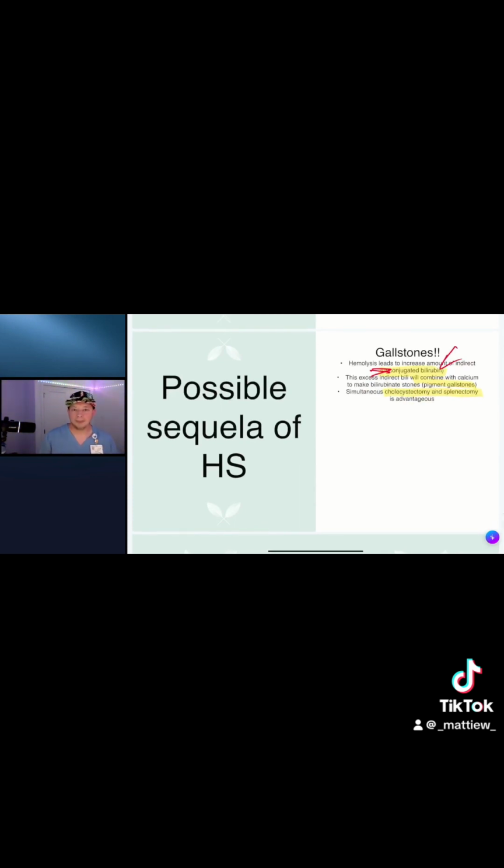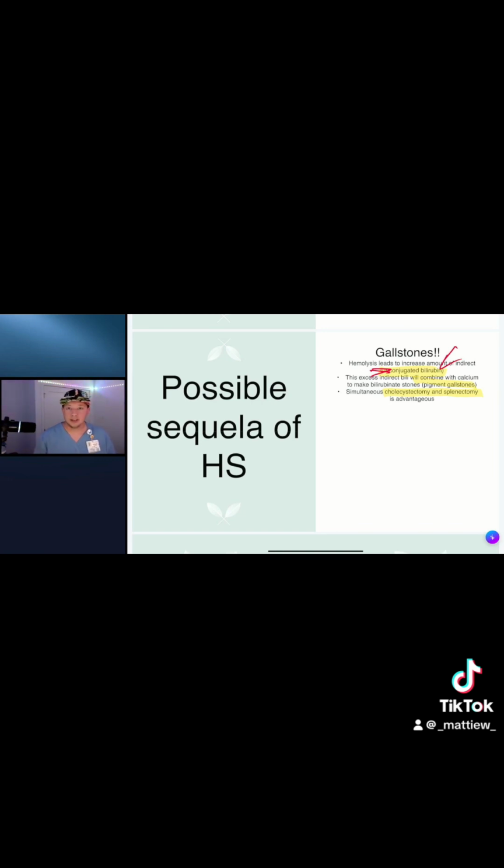Basically, what could happen because of it? Gallstones. When you have a bunch of unconjugated bilirubin, which comes from your hemolyzed red blood cells, it's going to bind with your calcium. And when it does that, you get a thing called pigment gallstones or bilirubinate stones. Those gallstones are going to be chronic and very painful. So it's really advantageous to just take out the gallbladder at the same time that you take out the spleen for these patients. So you're going to do a cholecystectomy as well as a splenectomy.